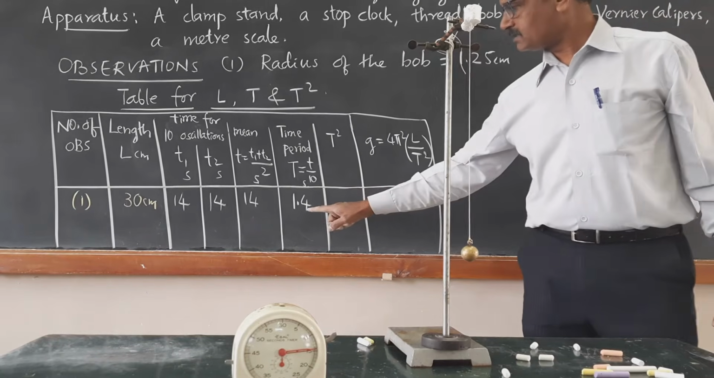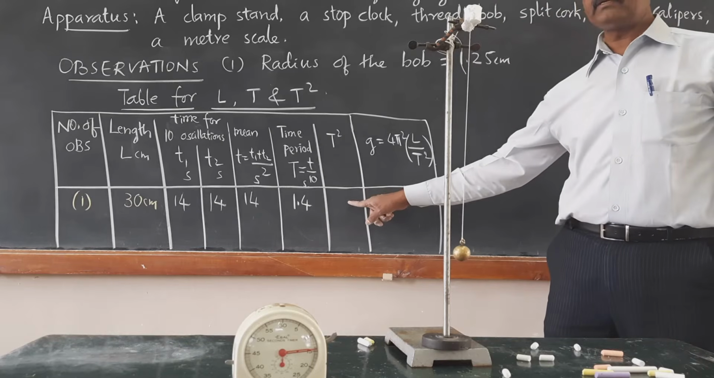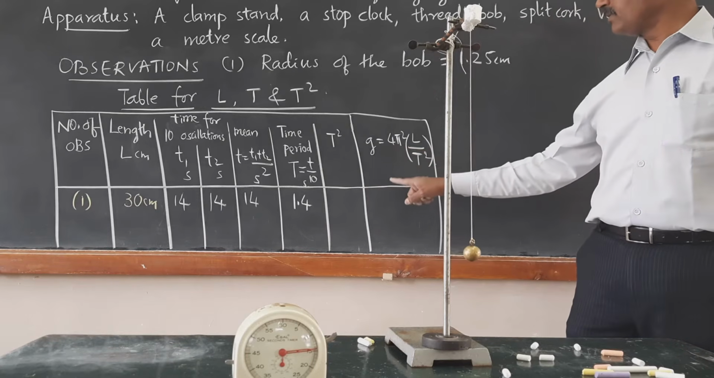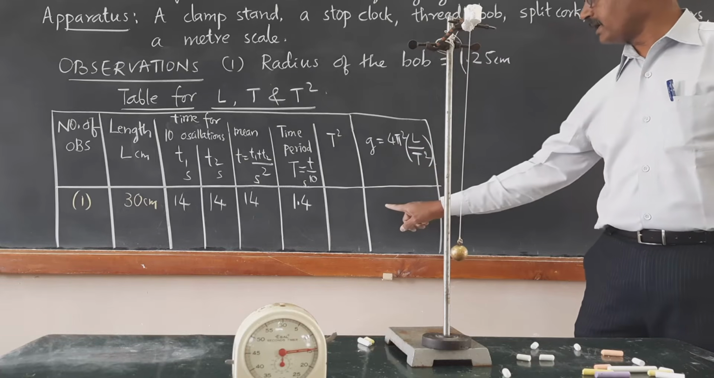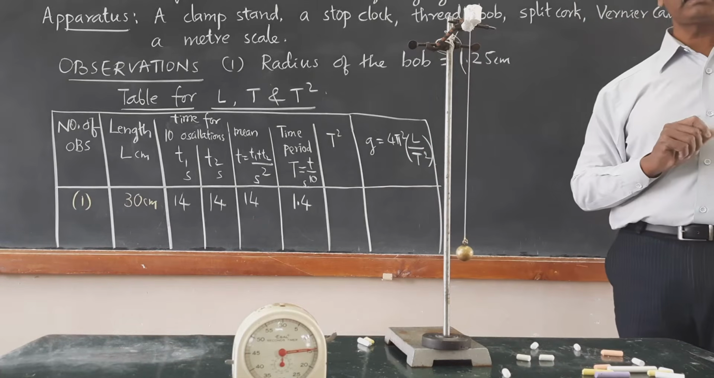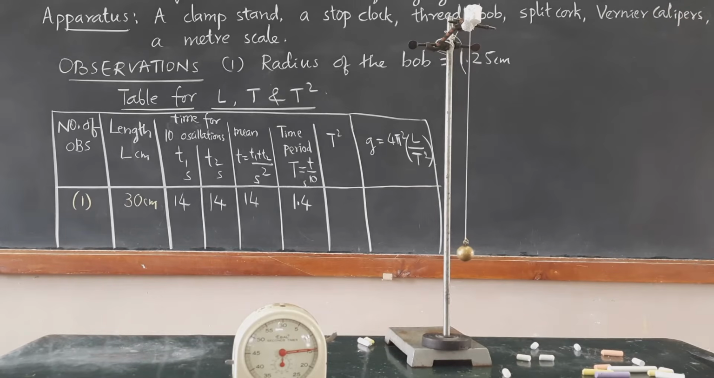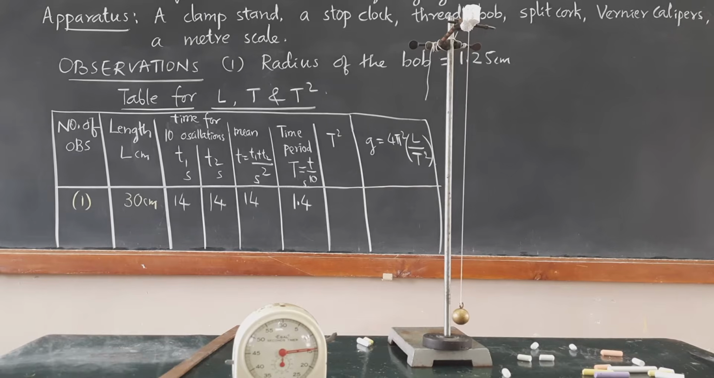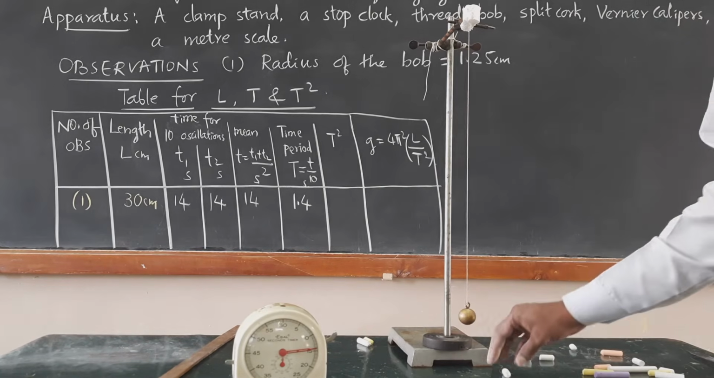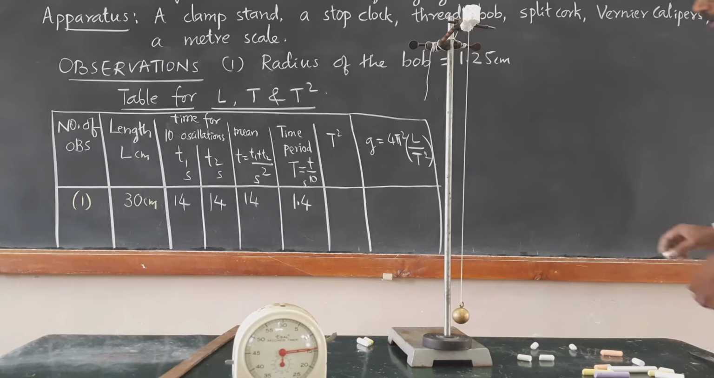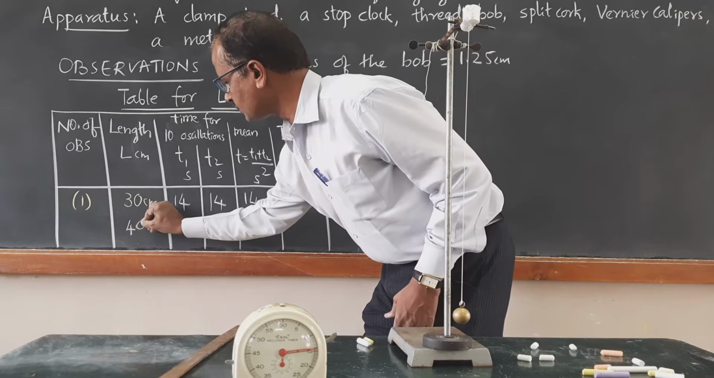Once we get the time period T, the corresponding T square can be calculated. Then by substituting in 4 pi square L by T square, one can calculate the value of acceleration due to gravity. Now I will increase the length to 40 centimeter. For the second observation, I have increased the length to 40 centimeter, so I can enter here the observation for 40 centimeter.